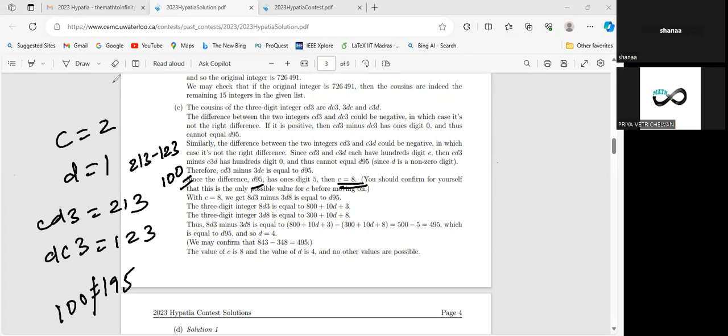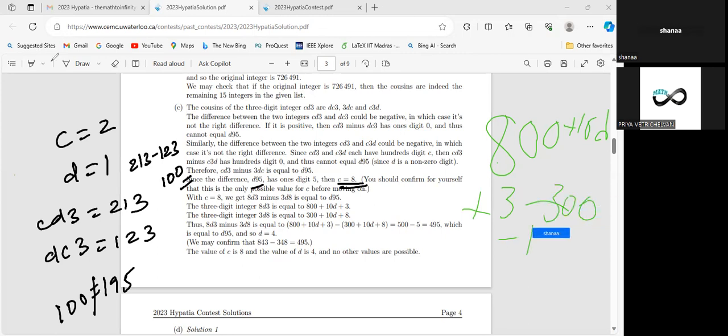You get 800 plus 10D plus 3. They are just rewriting 8D3 in terms of an equation. And then you get minus 300 minus 10D minus 8. And if you subtract, the D and D come out, and then you get 500 minus 5, and then you get 495. So 495 means the D should be 4.